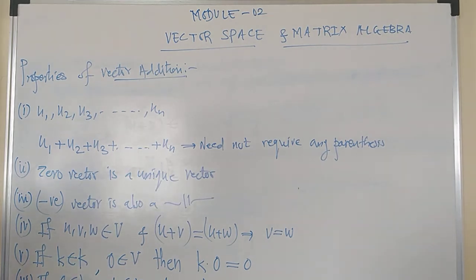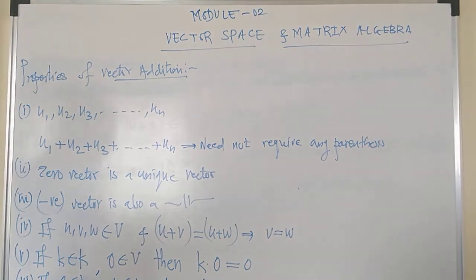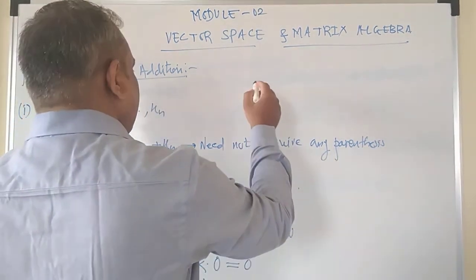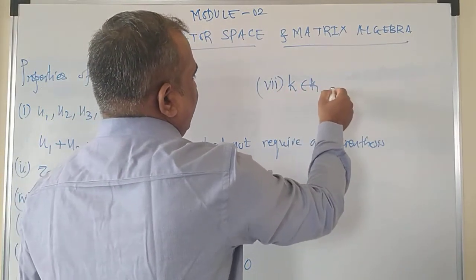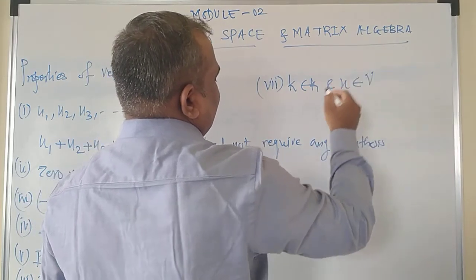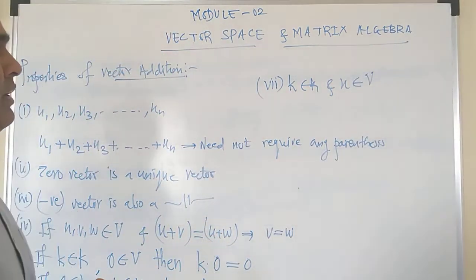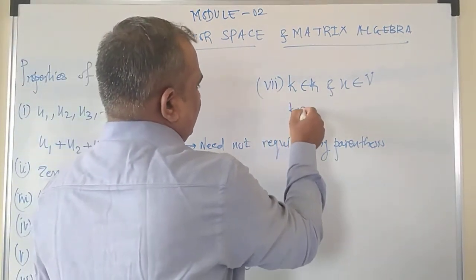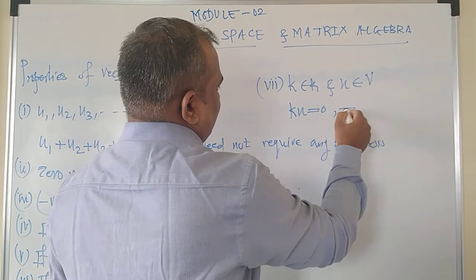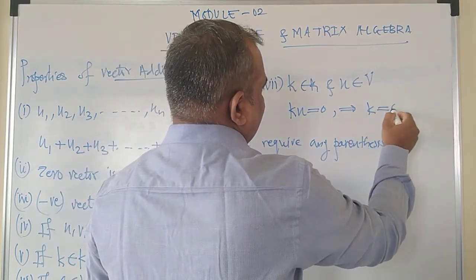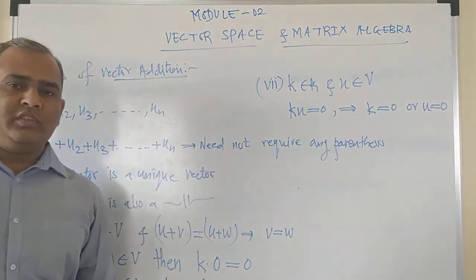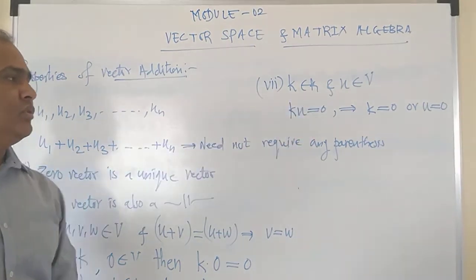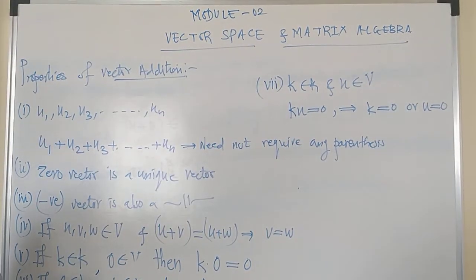The next property, property number 7: if k is any scalar belonging to K and u is any vector belonging to the set of vectors V, and if the multiplication of the scalar and vector is equal to 0, this implies that either k is equal to 0 or u is equal to 0. Out of these two, scalar or vector, if any one is equal to 0, then and only then the multiplication of both can be equal to 0, right?